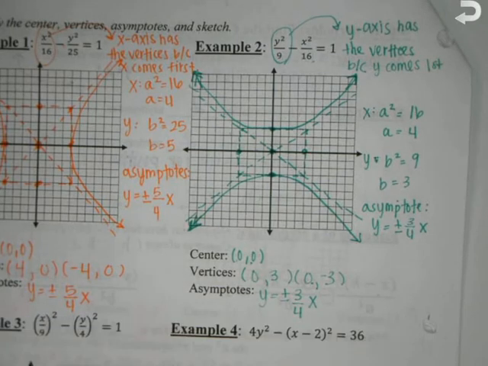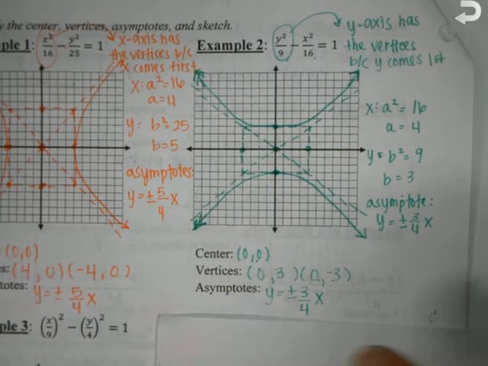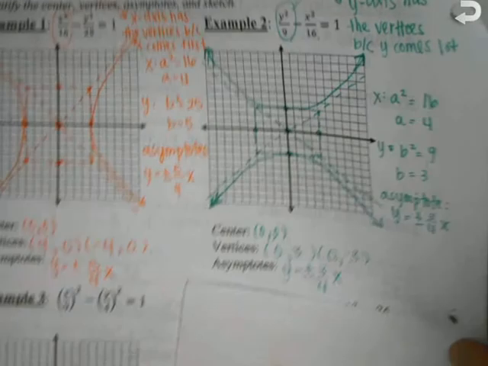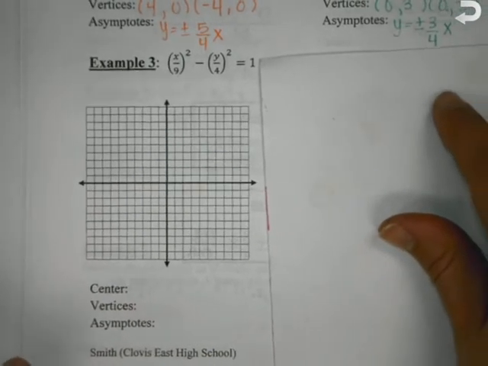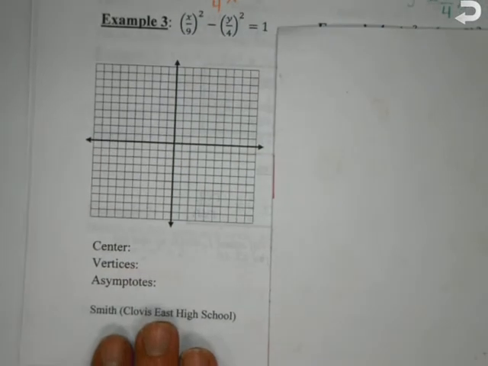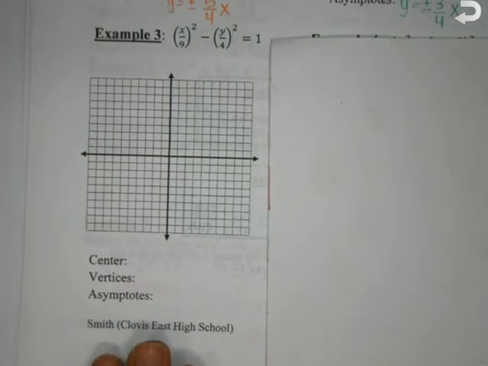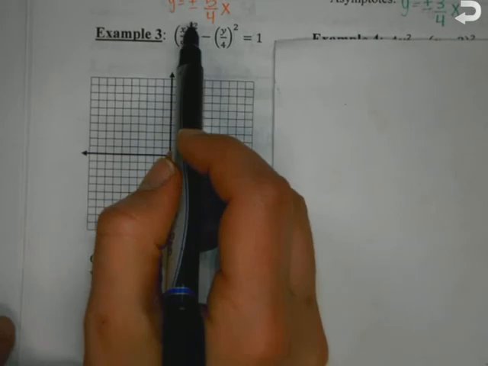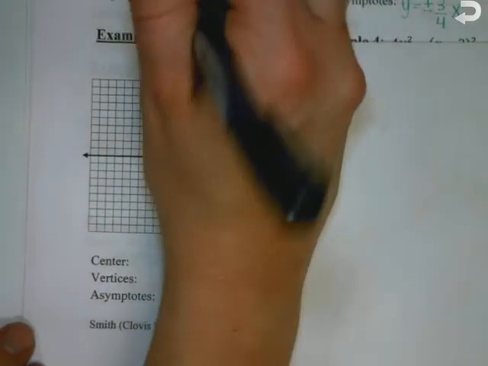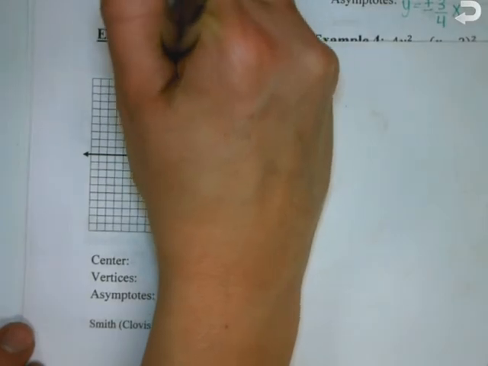So example 3, we have x over 9, all of that squared, minus y over 4, all of that squared equals 1. So we need to distribute that square in first. So that's going to give me x squared over 81 minus y squared over 16 equals 1. And now you should be able to finish it yourselves.